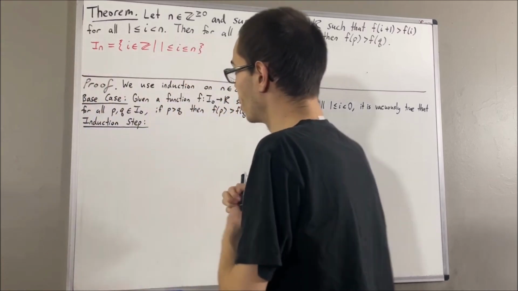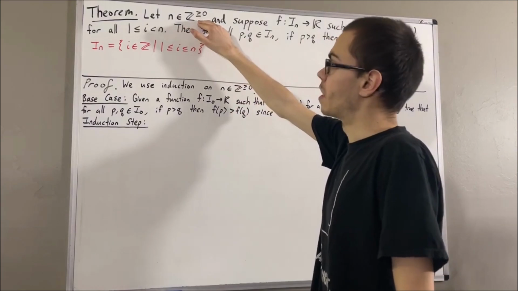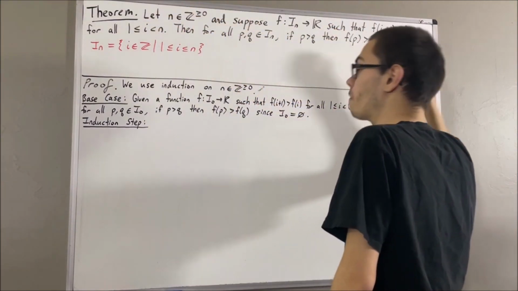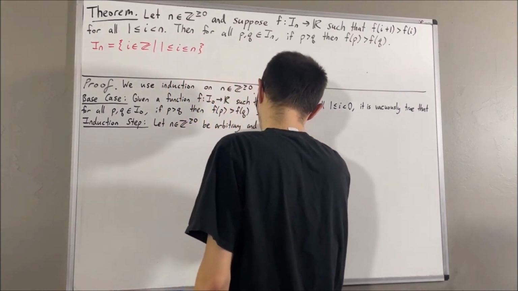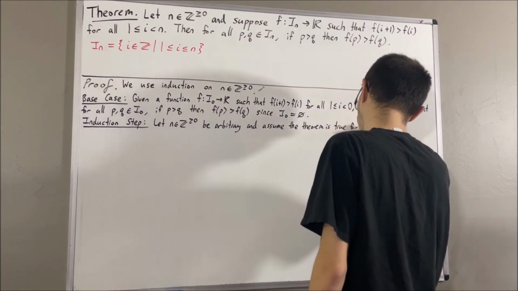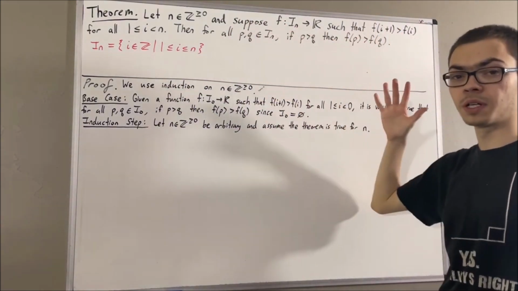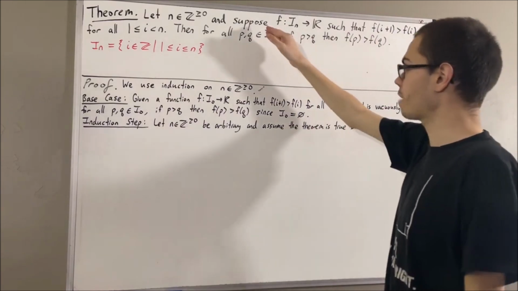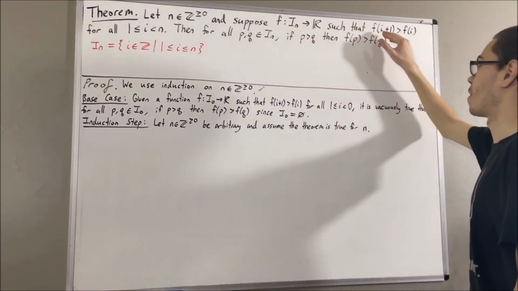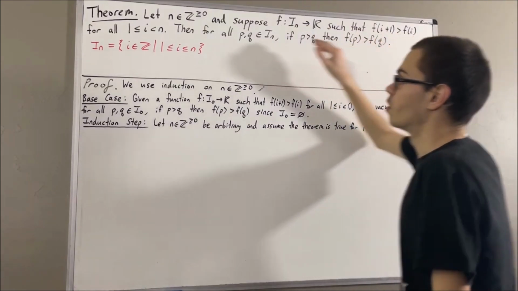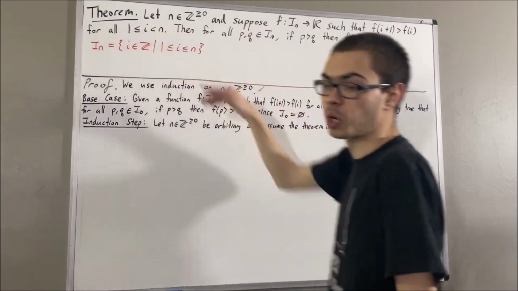In the induction step, we consider an arbitrary integer n greater than or equal to 0, and we assume that the theorem is true for n. And from here, we want to show that the theorem is true for n+1. To do that, let's consider a function f from I_{n+1} to R, with the property that f(i+1) is greater than f(i), for all integers i such that 1 ≤ i < n+1.